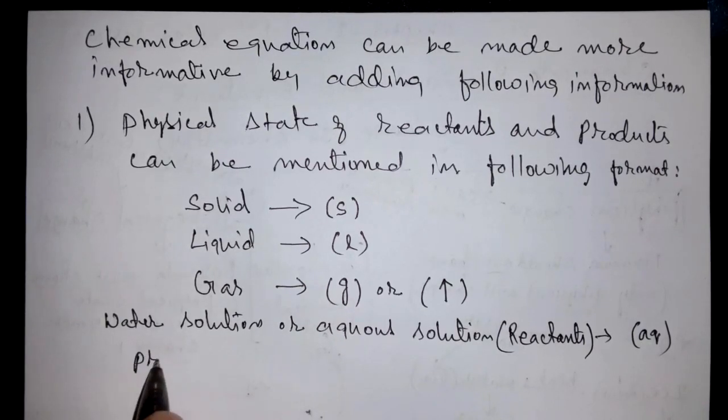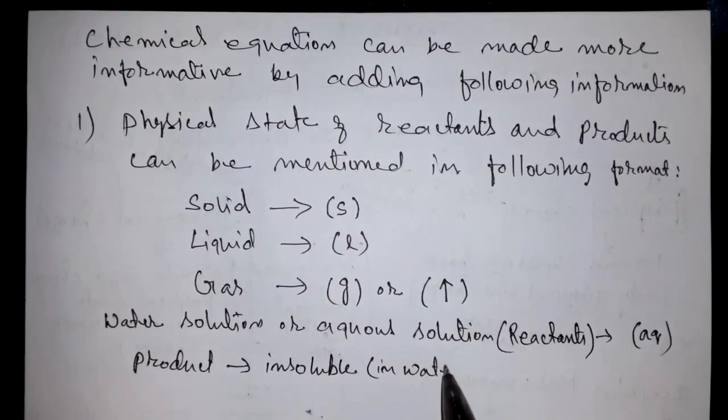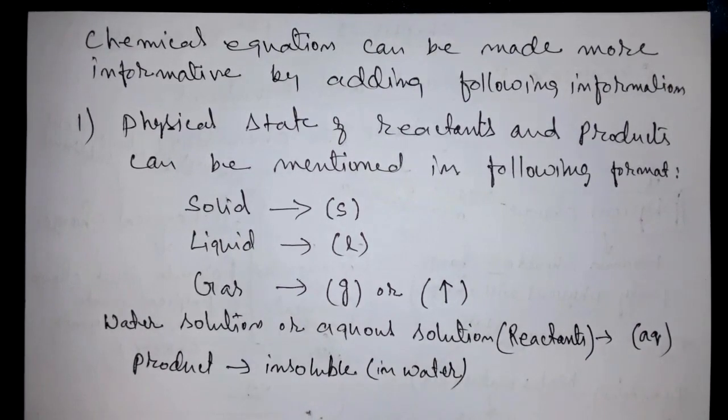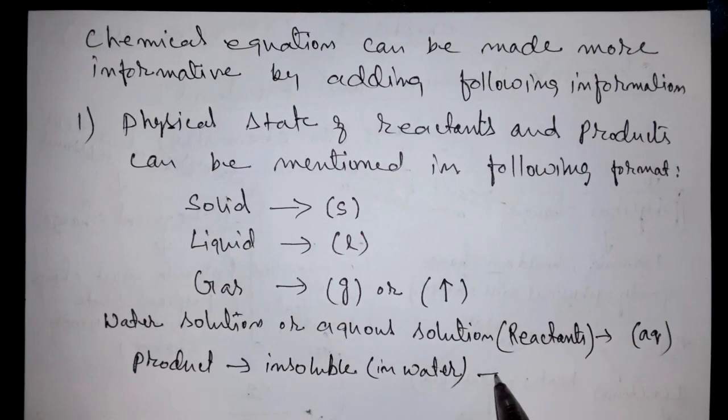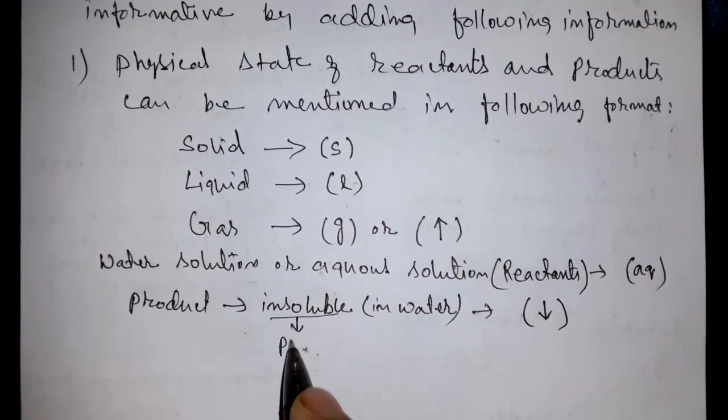Sometimes a product which is formed may be insoluble, generally in water. To represent any product insoluble in water, we use a downward pointing arrow symbol. Insoluble in chemistry is called precipitate.